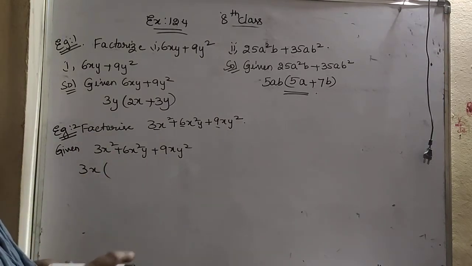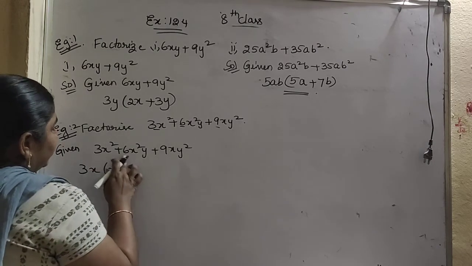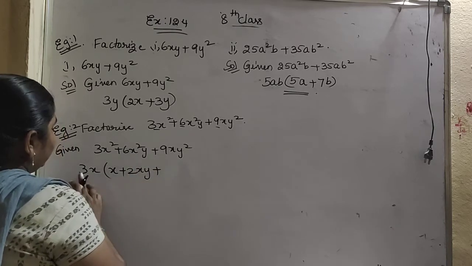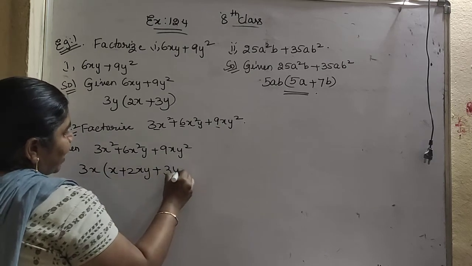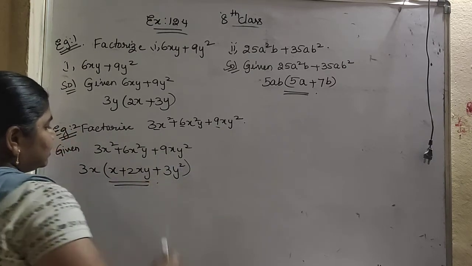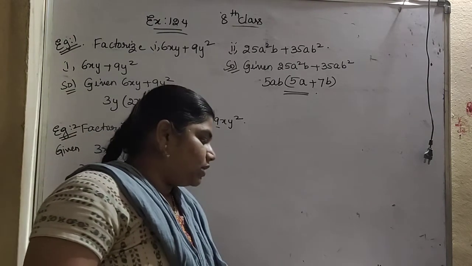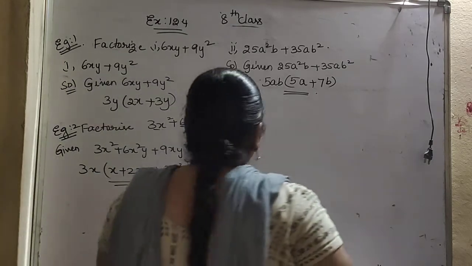The remaining terms we will write in a bracket. Only one x will be remaining here. Here it will be 3. 2 threes are 6, 1xy will be remaining. 3 threes are 9, x we have already taken common, y square is remaining. So what is the answer? 3x times (x + 2xy + 3y square) is our answer. So this is our example number 2. Next is example number 3.